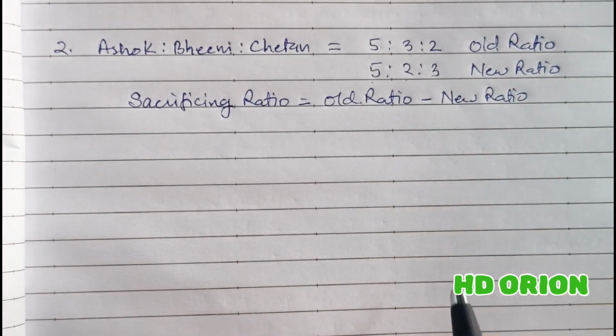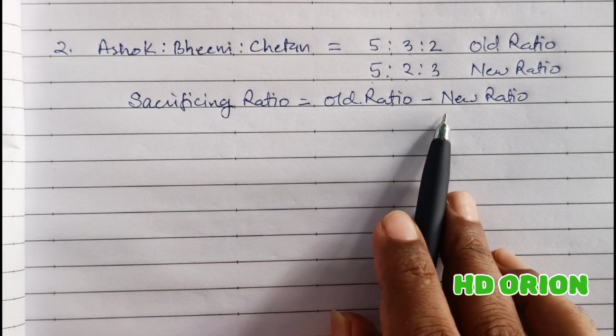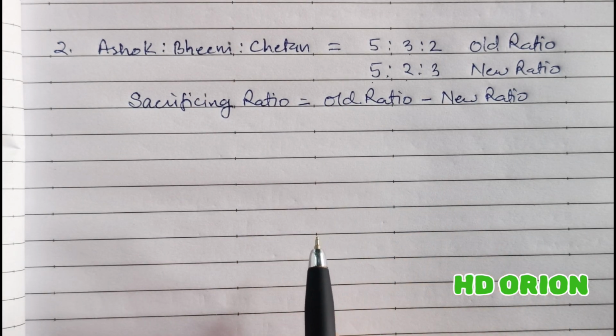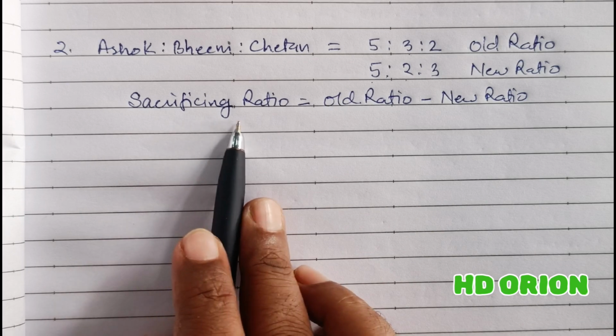Now see, this calculation of sacrificing and gaining ratio will be required in every part of partnership, because lots of treatment related to general reserve, related to treatment of goodwill, related to undistributed profits, that you have to understand. And this ratio you should master, because by observation also sometimes you can calculate mentally and quickly, you should not waste much time in this. So we will calculate sacrificing ratio.